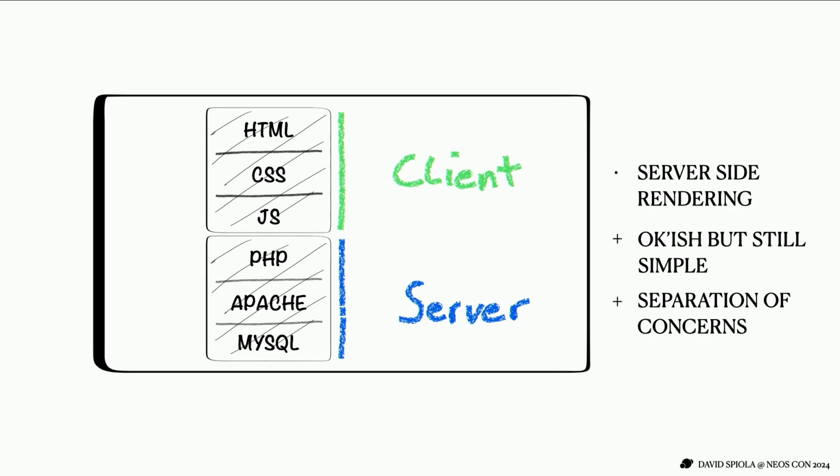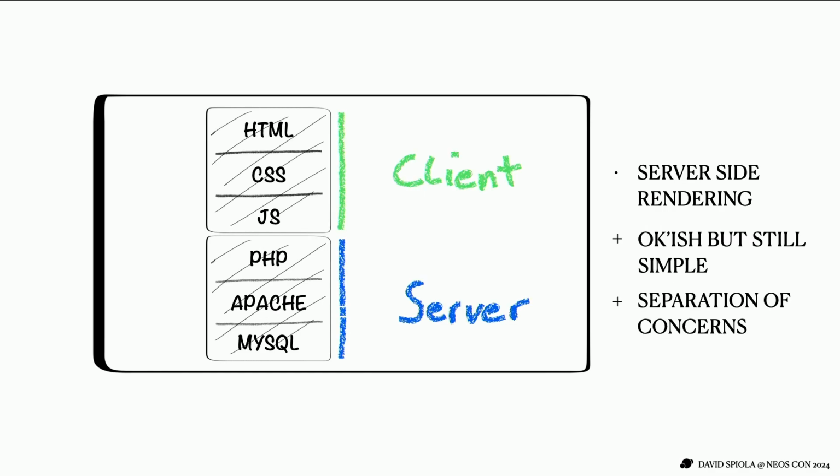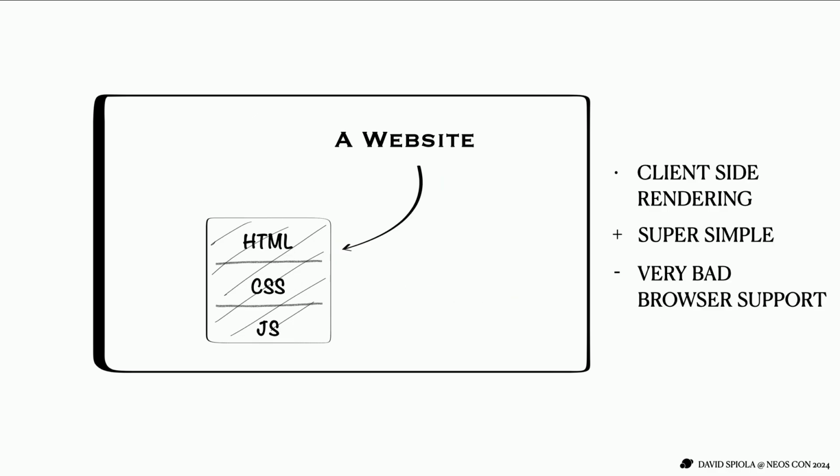Of course, we had to address concerns and things got more complicated, so we introduced a second block into our stack, if you will, for server-side rendering. And we used technologies like PHP, Apache, or MySQL for it. So it was still okayish, very simple. Almost every use case was possible at the time. And we did some separation of concerns. So we started to think about, okay, let's do things on the client and let's do things on the server.